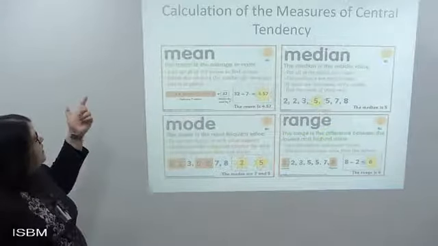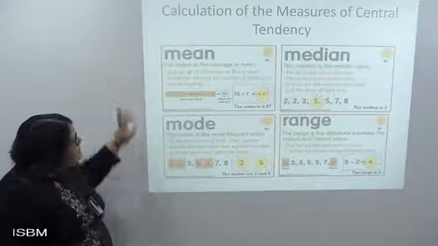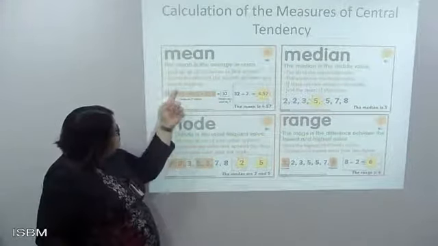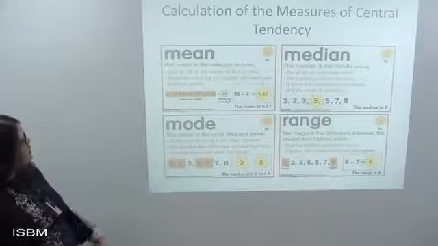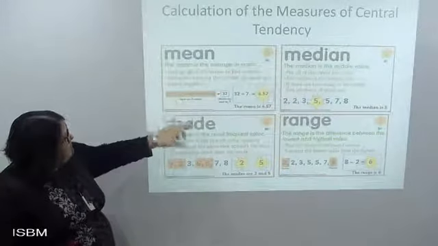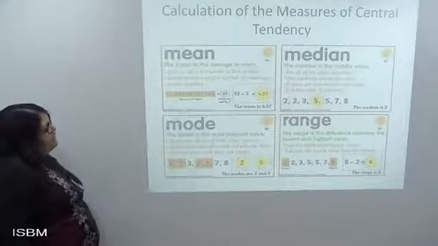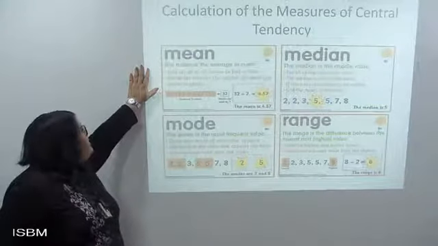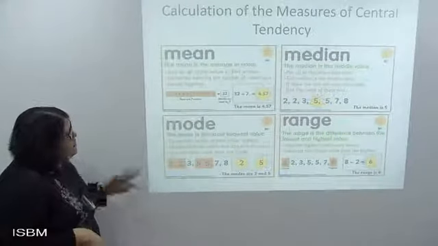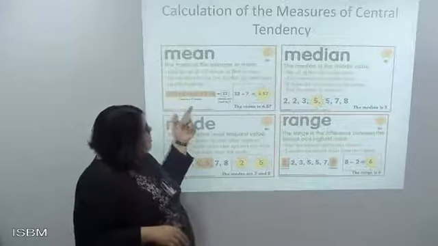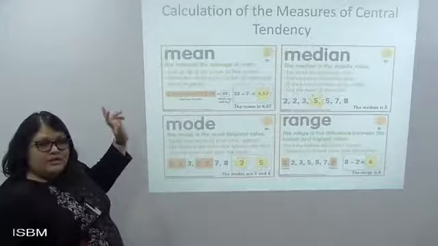So, mean is the average, right? If there is a set of 7 values given to you, 2, 2, 3, 5, 5, 7, 8, how will you find the mean? First you calculate what your n is: 1, 2, 3, 4, 5, 6, 7. Your n is 7. Now add up all the values to find the total. So 2 plus 2 plus 3 plus 5 plus 5 plus 7 plus 8 gives me 32. Now when you divide the total by n, you get 4.57. Now 4.57 is the mean of this problem.